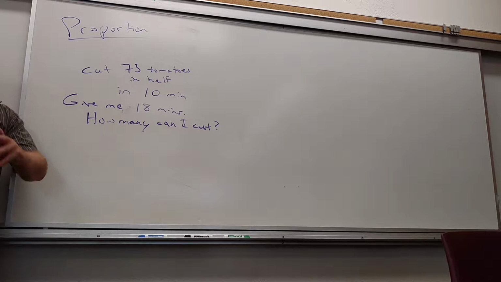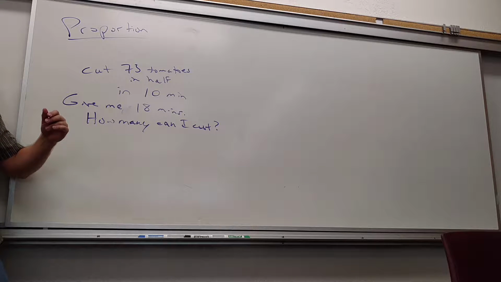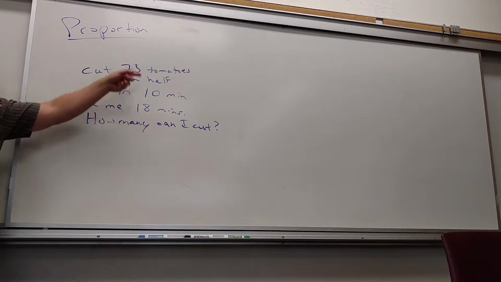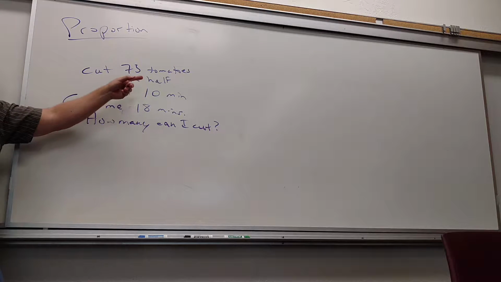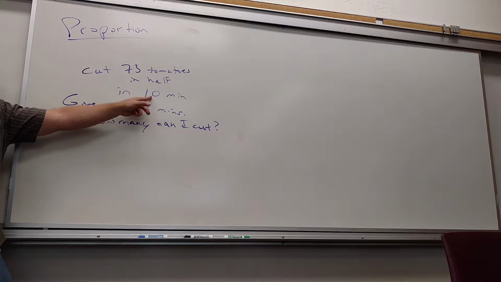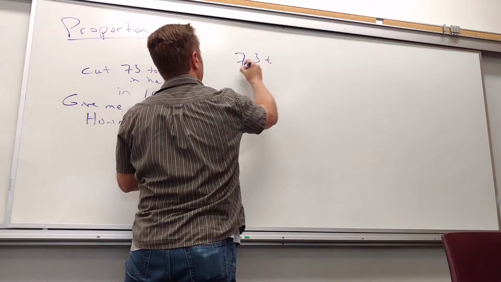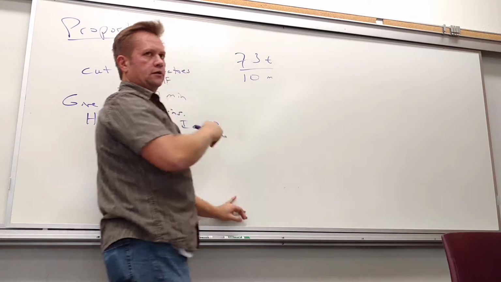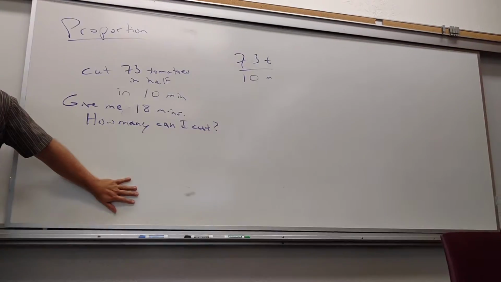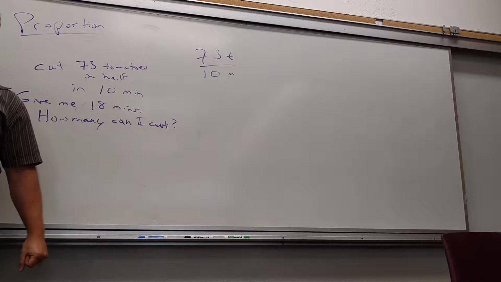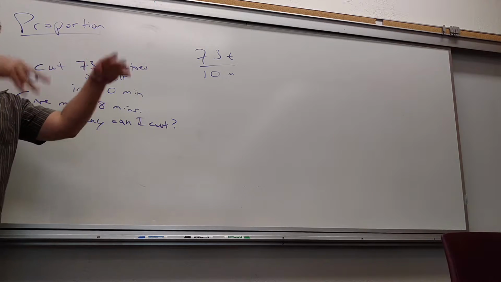So what's one ratio that I can set up from the very beginning? The ratio is a fraction. So what fraction can I set up from this information that I gave? Per 10 minutes, how many tomatoes can I cut? 73 tomatoes per 10 minutes. So the most common mistake people made was you chose a way for the units to line up and then you just went and forgot that way.